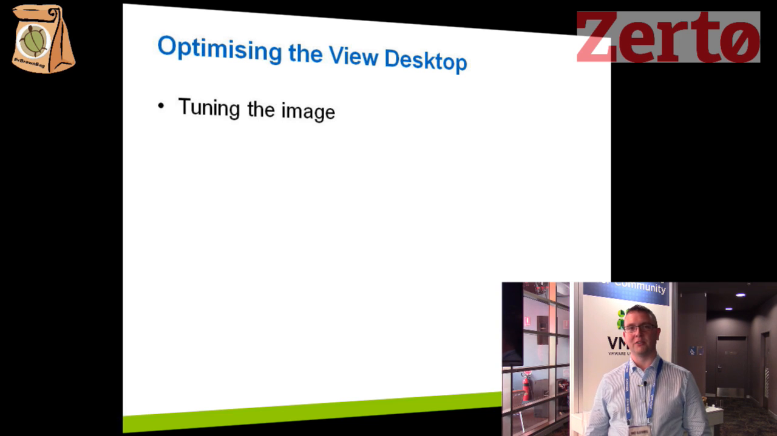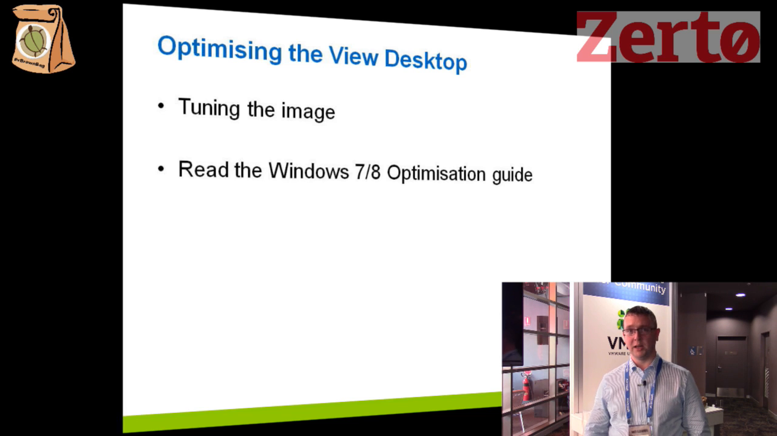The main thing you want to look at after that is tuning your actual Windows image, looking at some of the things for that. There's a lot of things out there, there's a lot of blogs. You've got a Windows 7, Windows 8 optimization guide. There's a PDF available from VMware, and that tells you a lot of things. There's scripts built into the PDF, you can save those, and they're available to run.